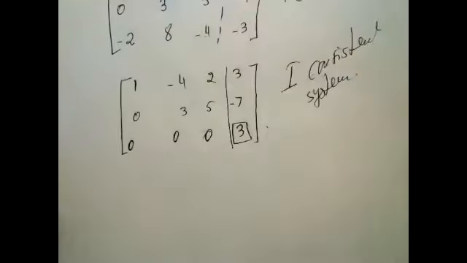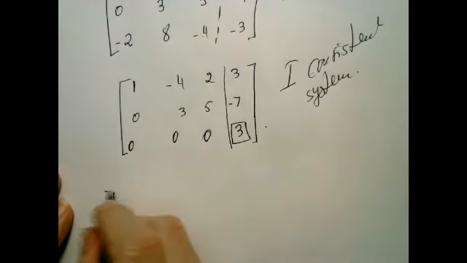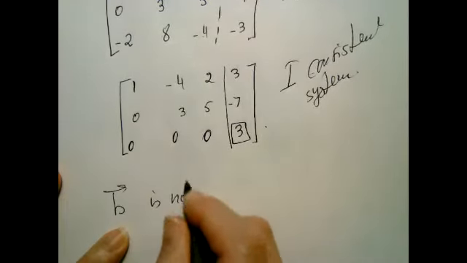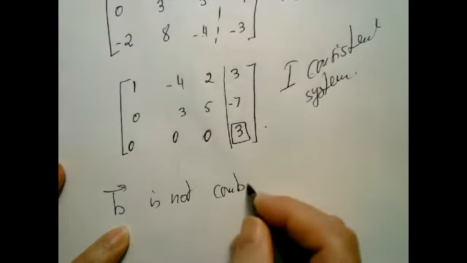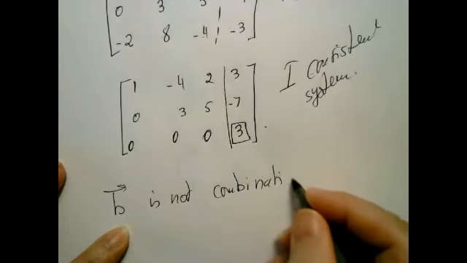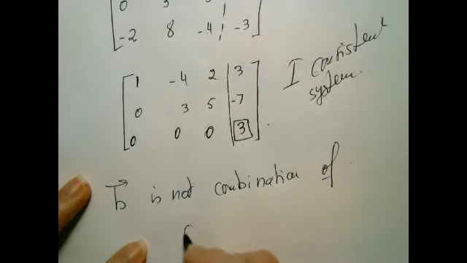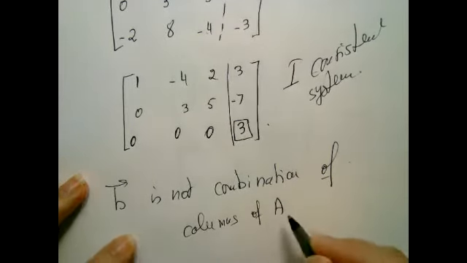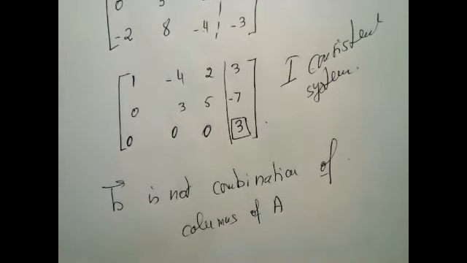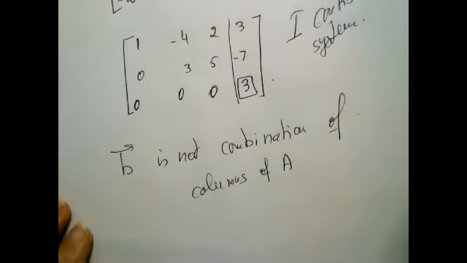Which means that the vector B is not a combination of the columns of A. It means B is not a linear combination of V1, V2, the columns of A. But don't let the word columns of A be problematic. The columns of A are nothing more than those vectors.